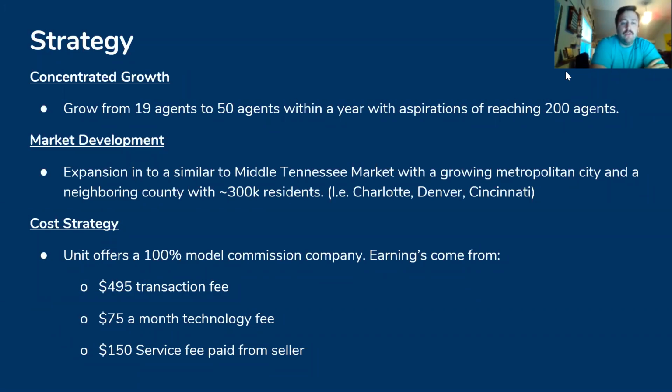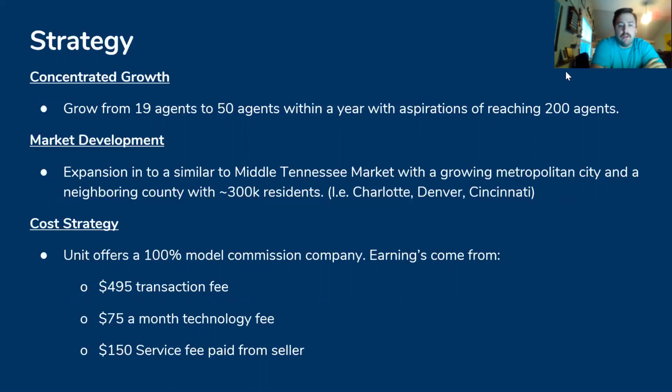So United Realty really has 3 main business strategies. The first is concentrated growth. United Realty for Middle Tennessee, their goal is to grow from 19 agents to 15 agents within a year, with an aspiration of reaching 200 agents within 5 years. Second is the market development. United Realty would like to expand into a similar market as Middle Tennessee, which has a metropolitan city population around 1 million, and then also a neighboring county with roughly 300,000 residents. An example of these markets would be Charlotte, Denver, or even Cincinnati.